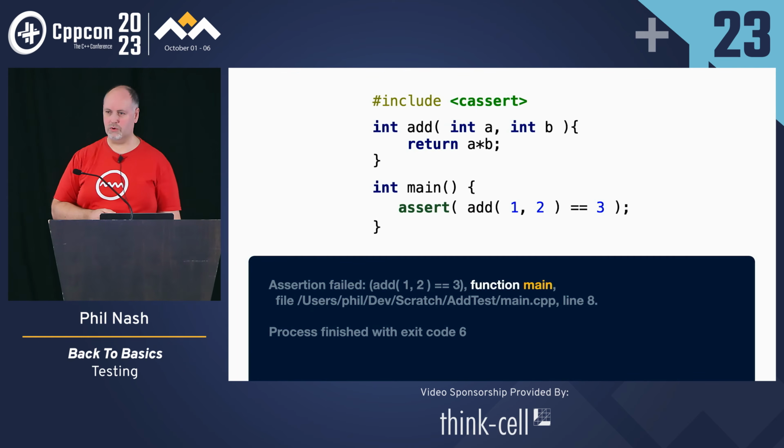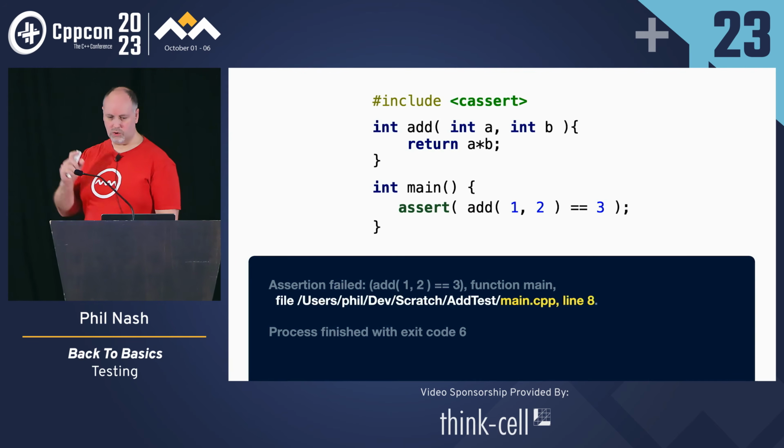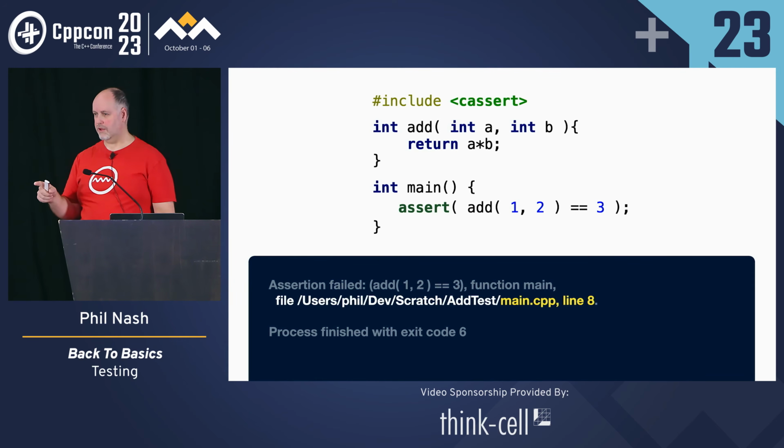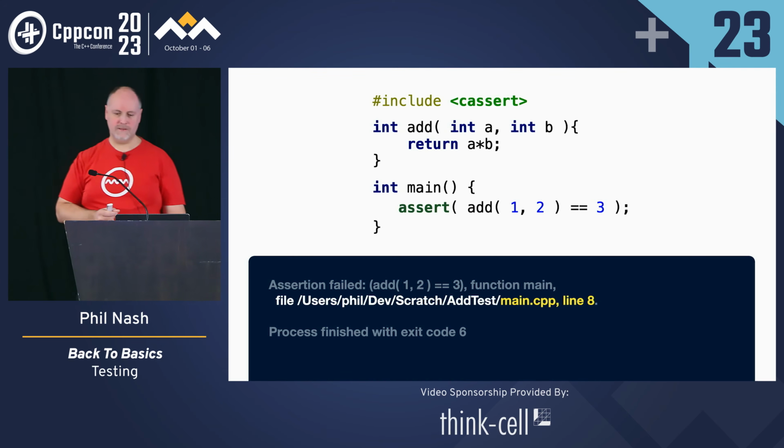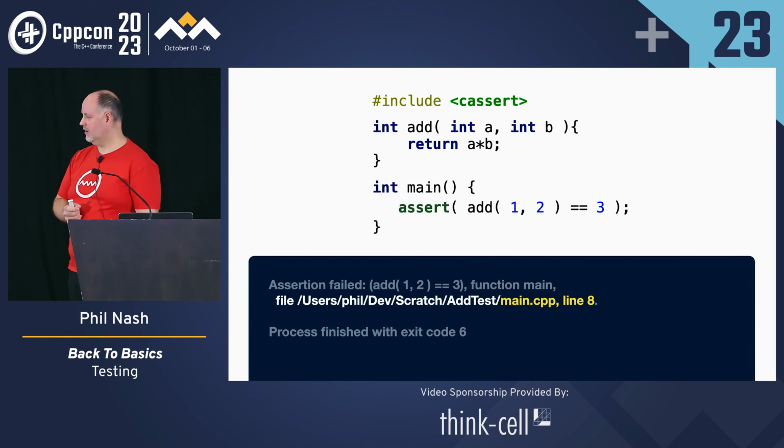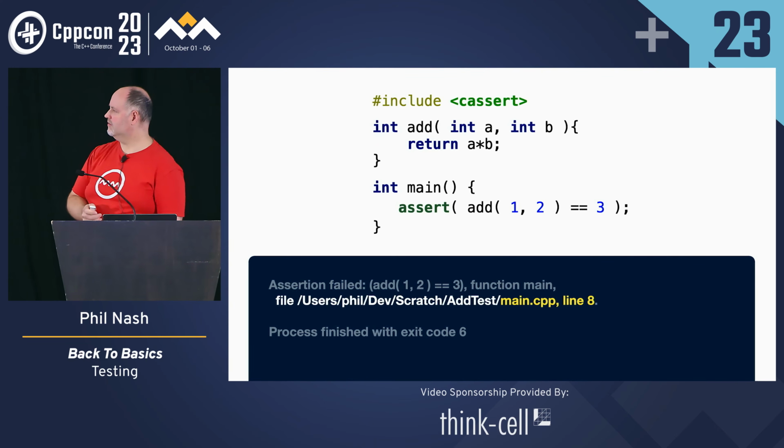Unfortunately, not all compilers will give you that. You will almost always get the file and line number, though. And if you're running this in an IDE, you can click on that and it'll take you right to the line. You get a lot of output. It's actually pretty good. So again, why do we need test frameworks?